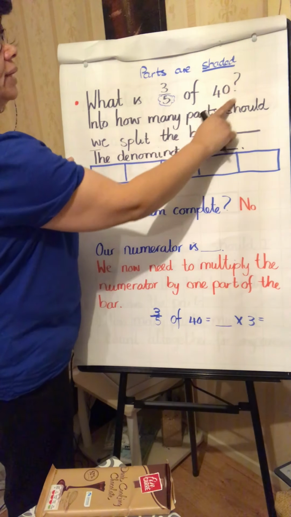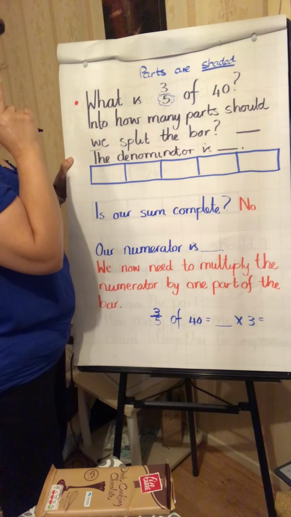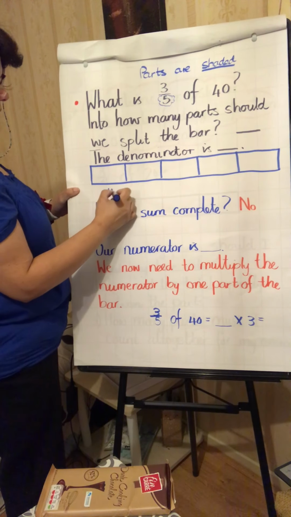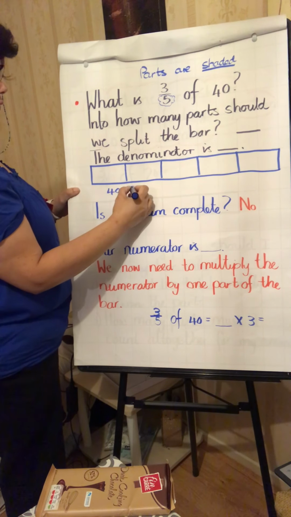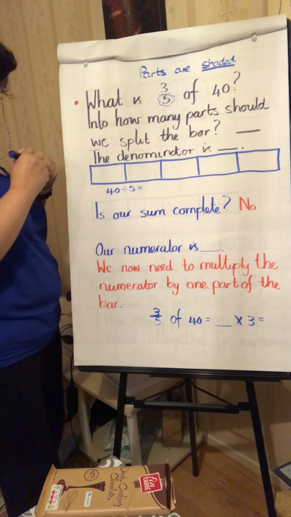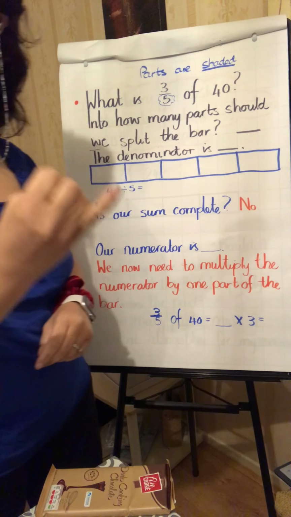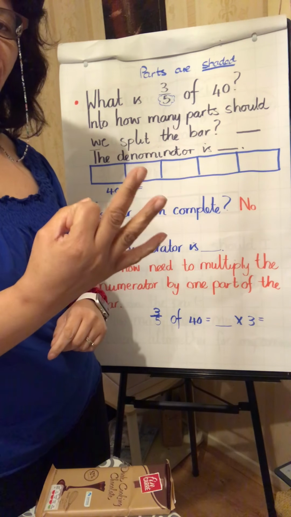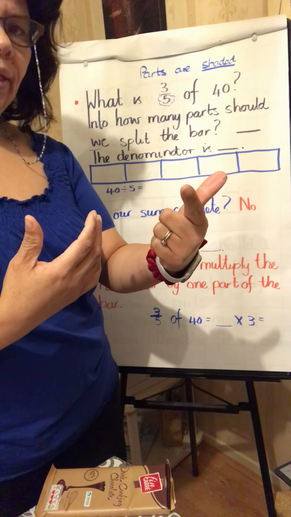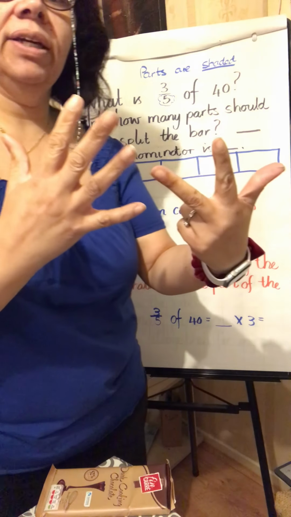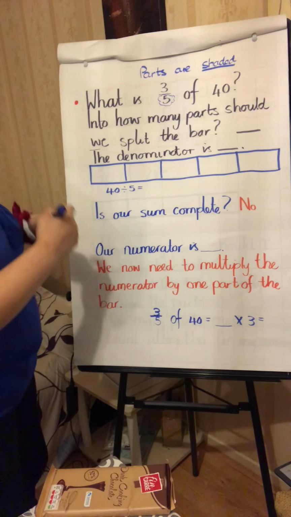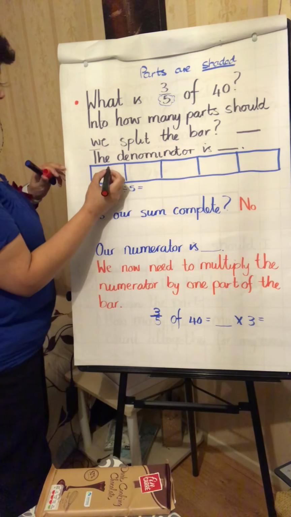And our whole number is 40. So what should I tell myself now? I should say 40 divided by 5 equal parts. So let's count in 5s up to the number 40. Count with me. 5, 10, 15, 20, 25, 30, 35, 40. How many fingers do I have? That's right, 8 fingers. So each part is equal to 8.